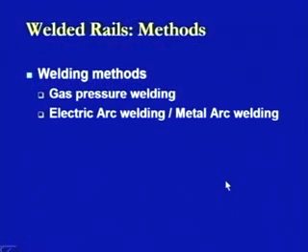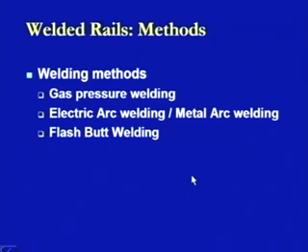Once we have got an idea about the advantages of welded rail sections, we will be looking at the different methods by which welding can be done between two rail sections. In general there are four methods: gas pressure welding, then electric arc welding, also termed metal arc welding, then flash butt welding, and finally thermite welding. All these welding processes have been used at different points of time globally, depending on the requirements and the facilities available, and they have their advantages and disadvantages with respect to each other. We will be looking at the relative advantages and disadvantages of flash butt welding and thermite welding in the coming sections.